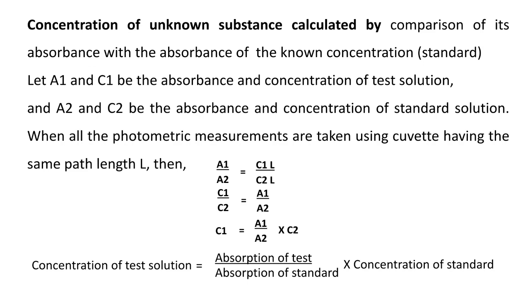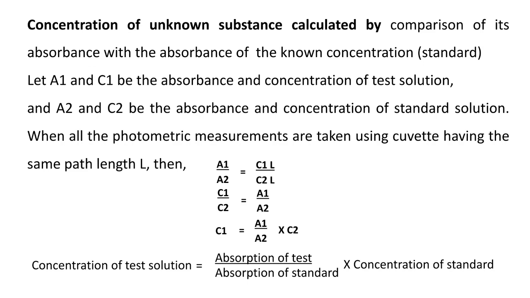When all the photometric measurements are taken using a cuvette having a path length of 1 centimeter, the length is kept constant. So here it depends only on absorbance and concentration. So A1 by A2 equals C1 by C2 and L by L. L here we take as 1, so the path length is constant. So C1 by C2 is equal to A1 by A2.